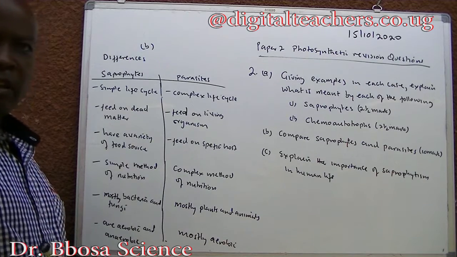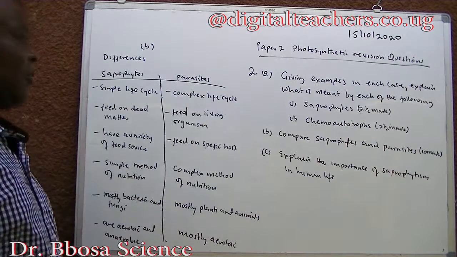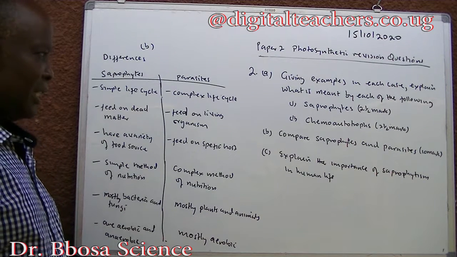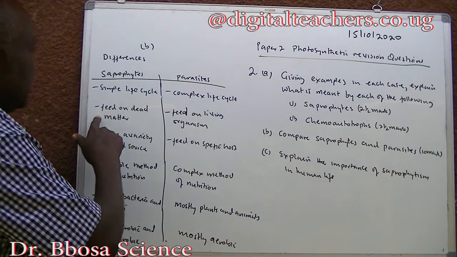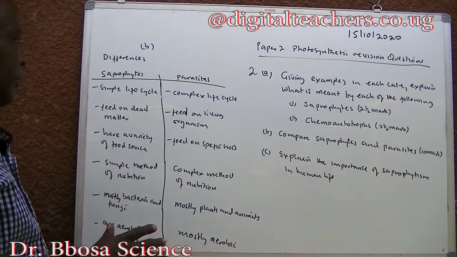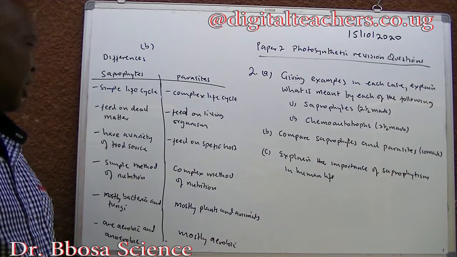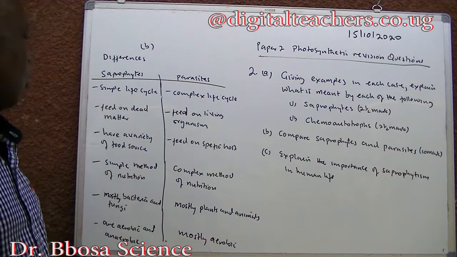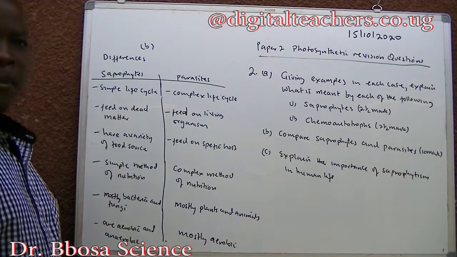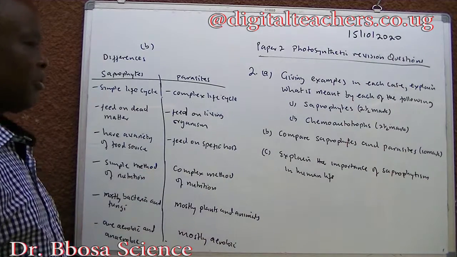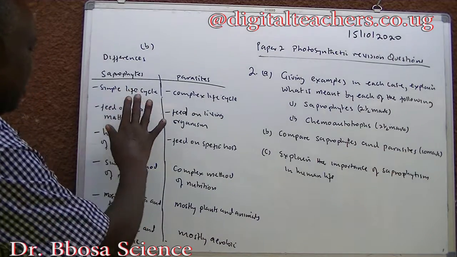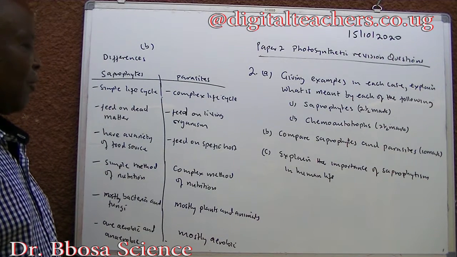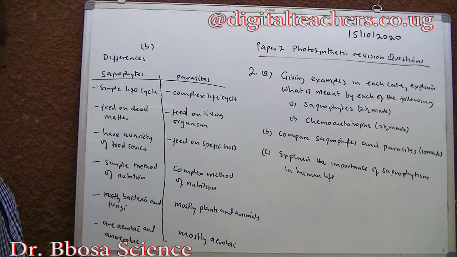Saprophytes have a simple life cycle. Parasites have complex life cycles involving different numbers of hosts and dormant stages. Saprophytes feed on dead matter. Parasites feed on living organisms. Saprophytes have a variety of food sources. Parasites usually feed on specific hosts. Saprophytes have a simple method of nutrition. Parasites have a complex method of nutrition.